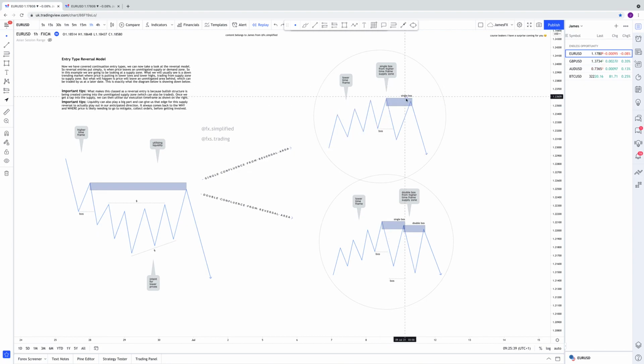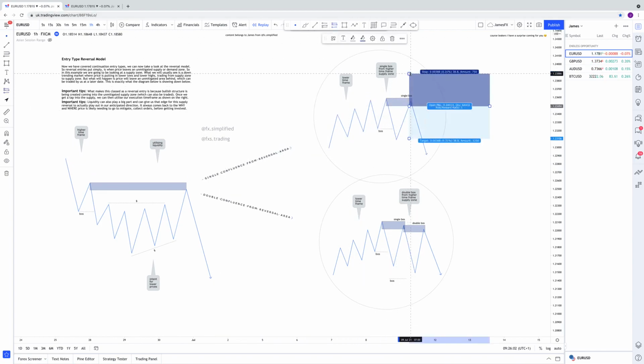Okay, so this would be a single boss. So this is the lower time frame single boss, which is break of structure from higher time frame supply zone, which is this. Higher time frame unmitigated supply zone, lower time frame break of structure, single boss, which is a single confluence from reversal area. If we want to see a tap into that area, then we can be looking at this as our entry.